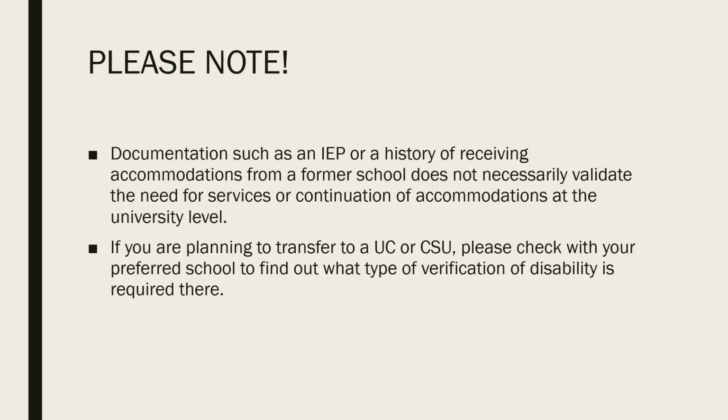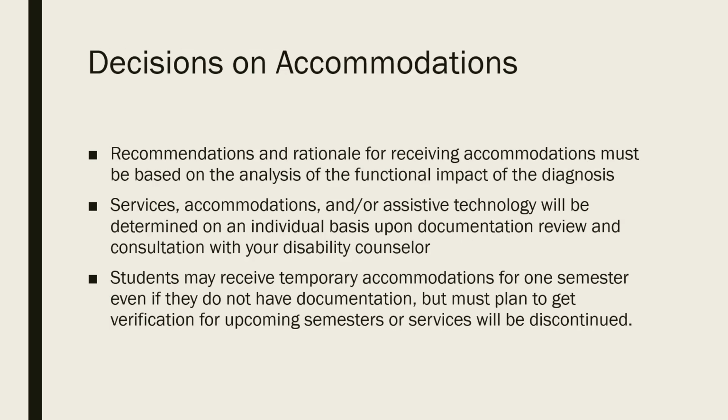If you are planning to transfer to a UC or CSU, please check with your preferred schools to find out what type of verification of disability is required there. Recommendations and rationale for receiving accommodations must be based on the analysis of the functional impact of the diagnosis. Services, accommodations, and/or assistive technology will be determined on an individual basis upon documentation review and consultation with your disability counselor. Students may receive temporary accommodations for one semester even if they do not have documentation, but must plan to get verification for upcoming semesters or services will be discontinued.